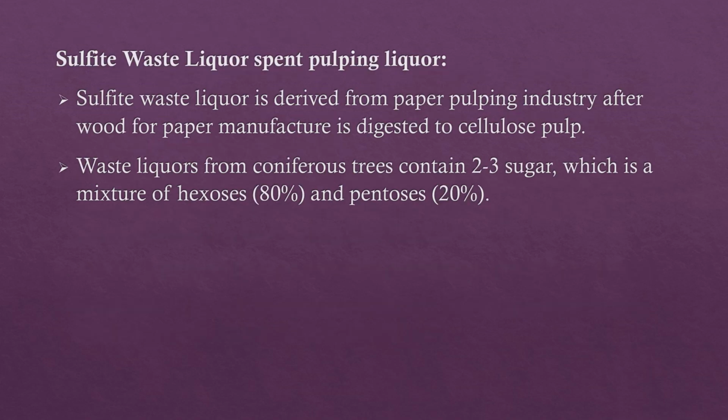Next is about the sulfite waste liquor. The sulfite waste liquor is derived from the paper pulping industry after wood for paper manufacture is digested to cellulose pulp. Waste liquors from coniferous trees contain 2 to 3% sugar, which is a mixture of hexose and pentose.